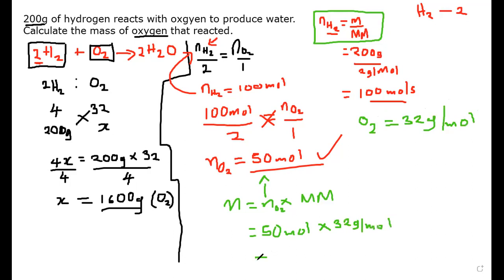So when you multiply 50 by 32, you are free to use the calculator. 50 by 32, what are we going to get? So we find that we get 1,600 grams of O2.